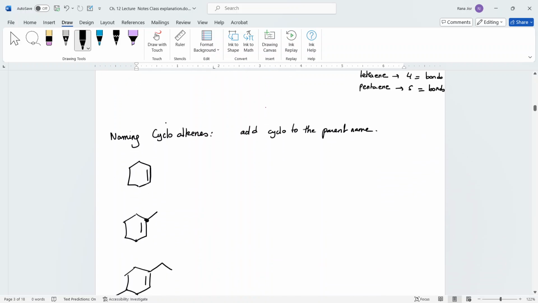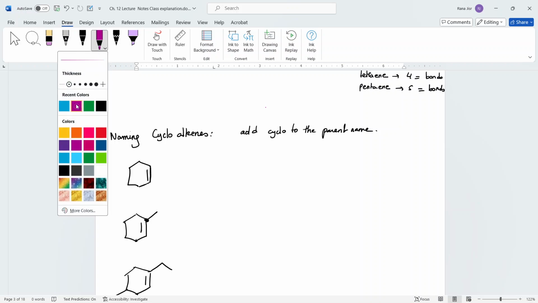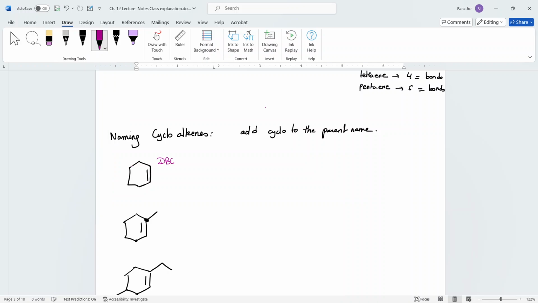Now to name cycloalkenes, it's the same rules as we named cycloalkanes, except the ending is going to be cycloalkene. This is the ending. So let's have over here a DBE calculation for these. For this one, I have a double bond, which is a DBE of 1, and I have a cycle, which is a DBE of 1. So this one has a DBE of 2.